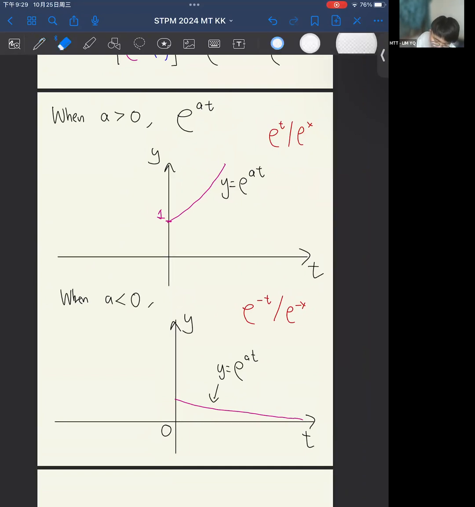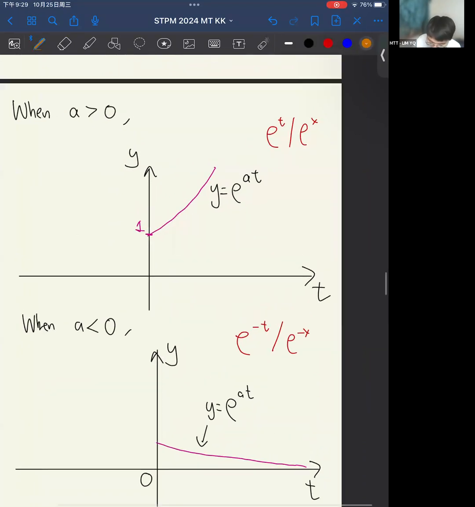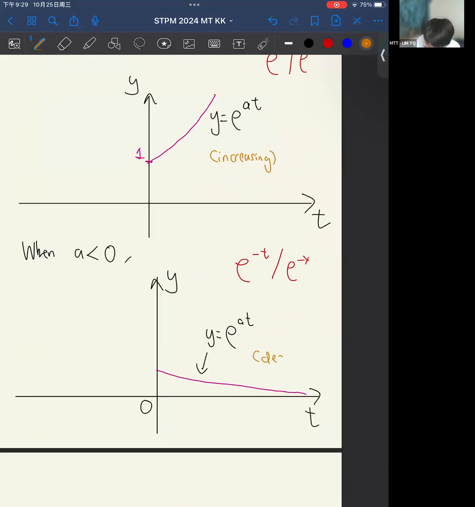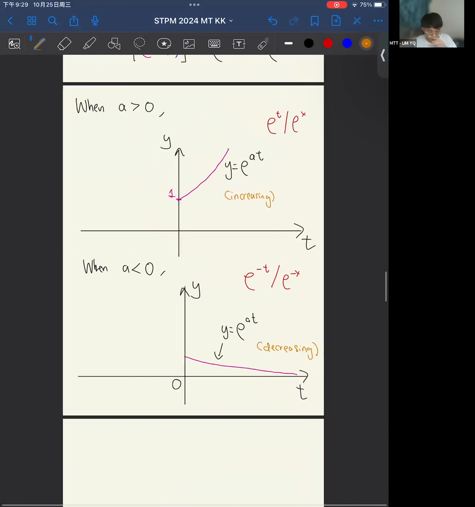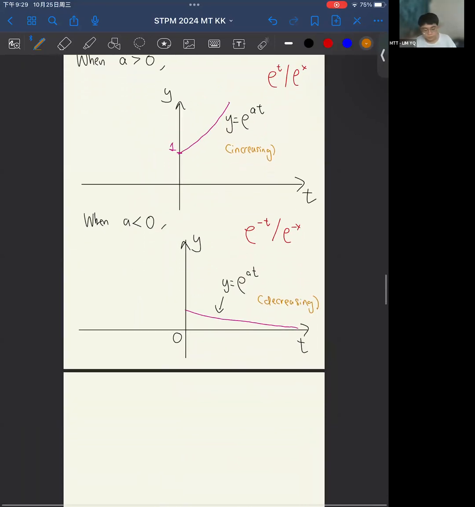What is the difference? Maybe this one you can put. You just say that the graph of y equal to e^(at), and we say this is increasing, and we say the other one is decreasing. Can you know what is increasing, decreasing? By looking at the graph is very easy only.